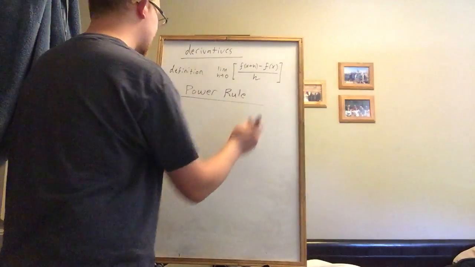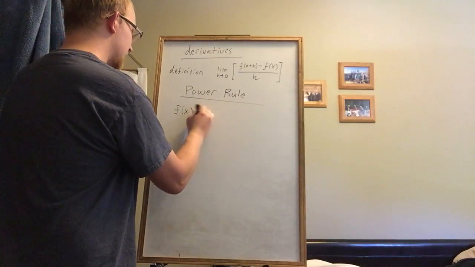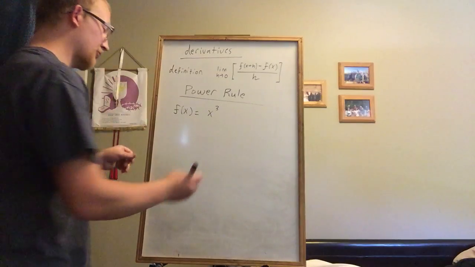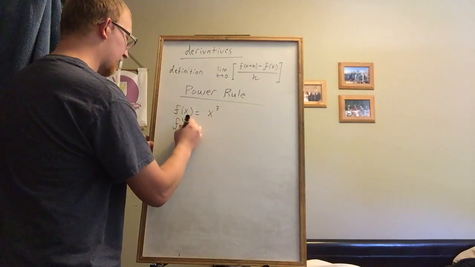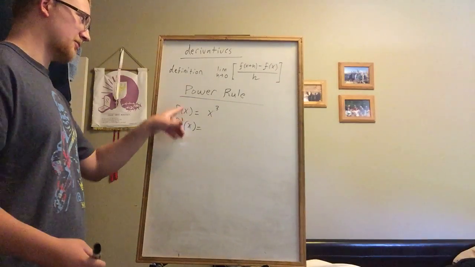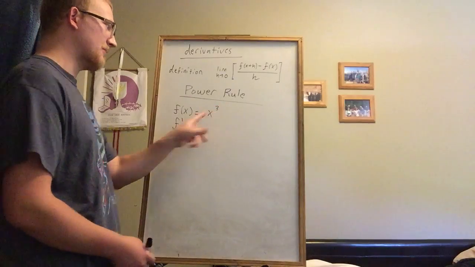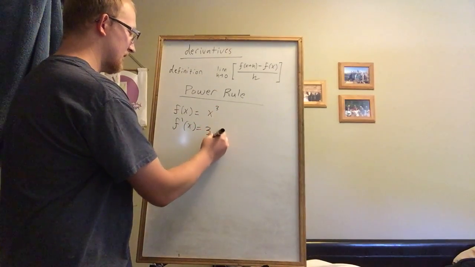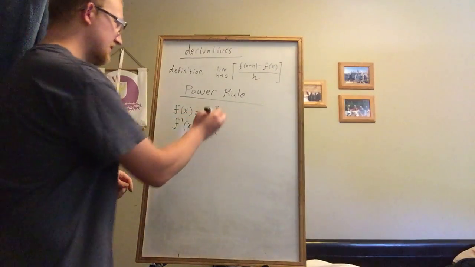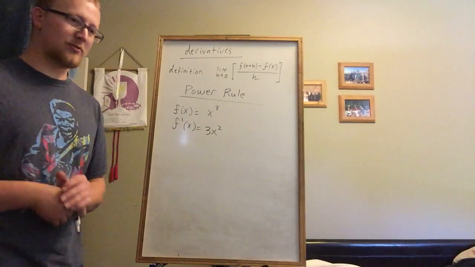So what the power rule says is that if you have some function of x equal to, let's say, x cubed, then the derivative f prime of x, which is our shorthand for writing the derivative of f of x, is found like this: we bring down the 3 from the power up here, and we bring it to the front of the x. And then we subtract 1 from the power. So 3 minus 1 is 2. And that's an example of the power rule.